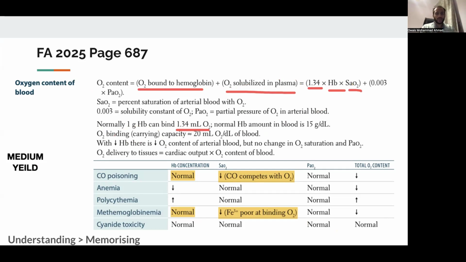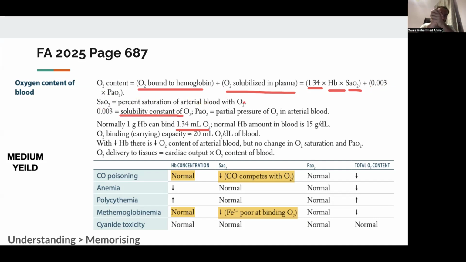Next is saturation. I'm going to ask you guys, what does saturation mean? Does saturation mean kind of like sticking together, or does saturation mean kind of molecules staying apart? I'm going to ask you guys watching this clip. So if you're saying saturation means two molecules sticking together, that's completely correct. That's what saturation means. And then 0.003 times partial pressure of O2. So 0.003 is the solubility constant of O2 times the partial pressure, the pressure of O2 in the blood. So yeah, SaO2, as we spoke about, is the percentage of saturation of arterial blood with O2.